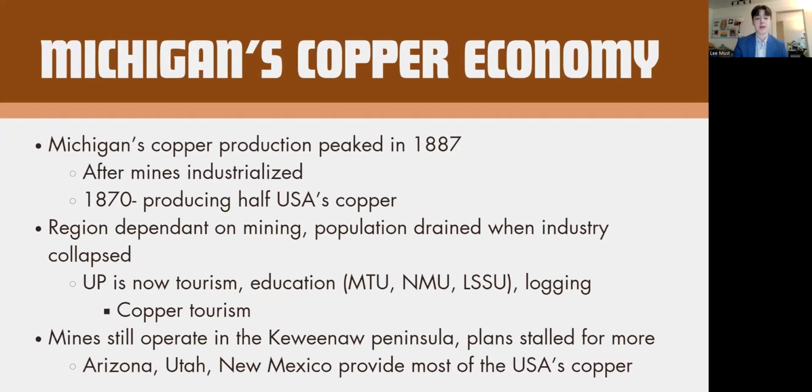Michigan's copper economy is not the same as it once was. Copper production in the Keweenaw Peninsula peaked in 1887 after the mines had been industrialized for a few years, but already by 1870, Michigan had been producing half of the USA's copper on its own. By the 1900s, the industry took a downturn, which resulted in economic power decreasing. Now the UP's economy primarily relies on tourism, education from Michigan Tech, Northern Michigan, and Lake Superior State, and logging.